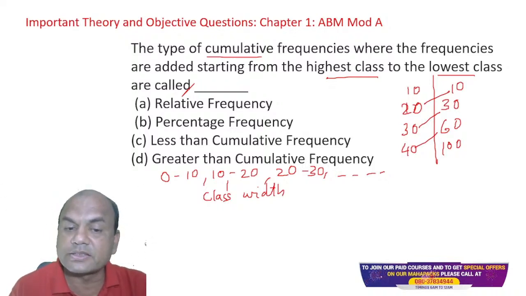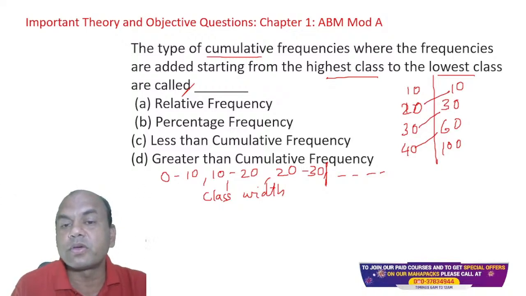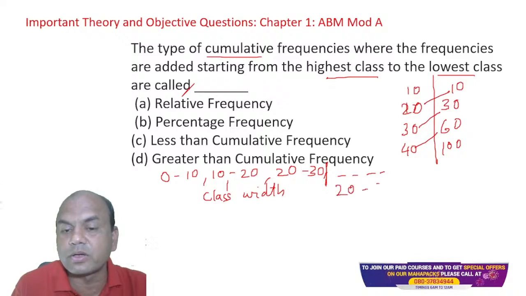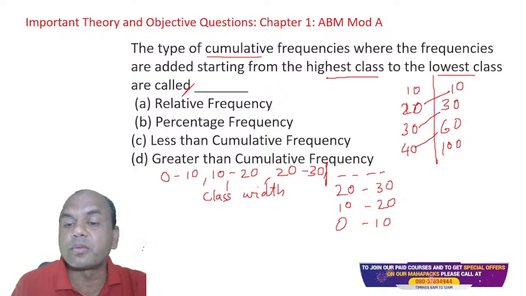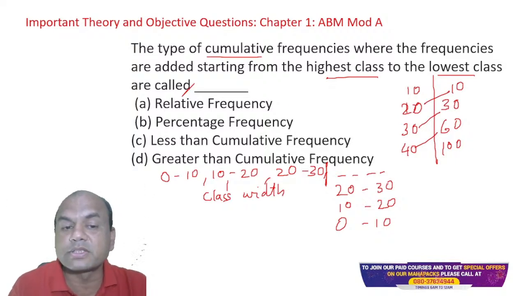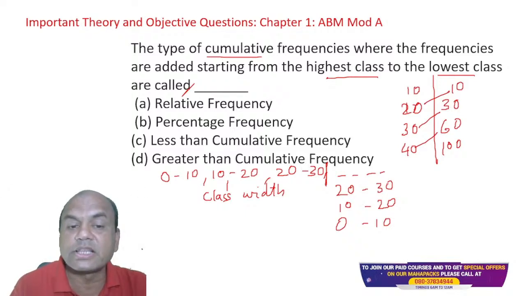When I arrange this, I'll be arranging it accordingly here. Suppose we take only these three classes up till now: 0 to 10, 10 to 20, 20 to 30. If I want highest to lowest, how will I arrange them? I'll arrange them in this way: 20 to 30 first, then 10 to 20 next, then 0 to 10 next. So I'm going on the lower side. So this is known as what? Relative frequency, percentage frequency, less than or greater than cumulative frequency.